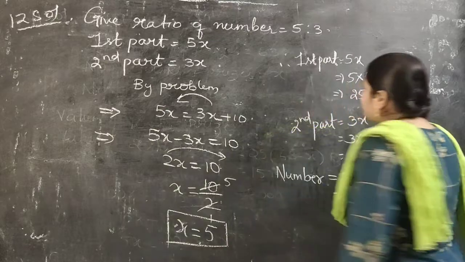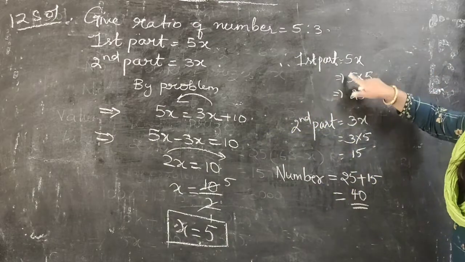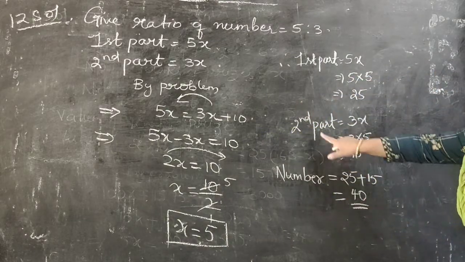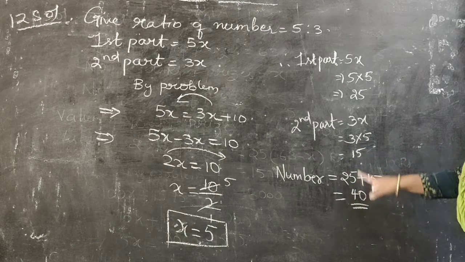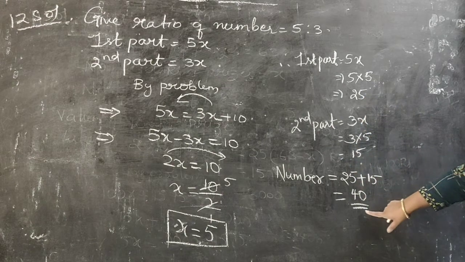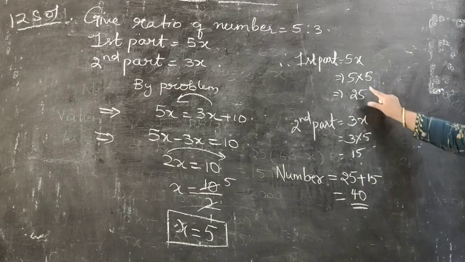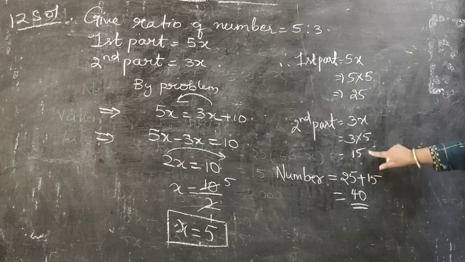Now the first part is how much? The first part will be 5 into 5, that will be 25. The second part will be 3 into 5, that is 15. What is the original number there? 25 plus 15 is equal to 40. That 40 they have divided into two parts, that is 25 and 15.